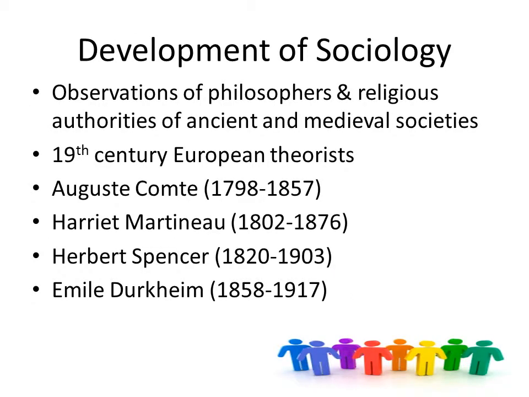So, exactly how did sociology develop? Human behavior was first observed by philosophers and religious authorities. It should be noted they were merely observations. They were not tested or verifiable in the scientific sense. This, however, did not mean that these observations didn't have significant influences on the development of societies and their members.